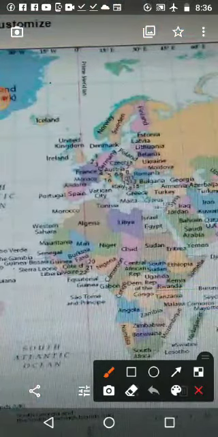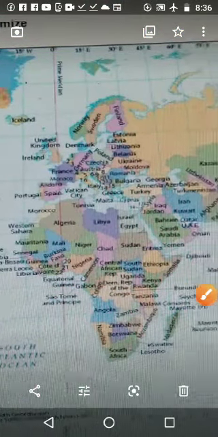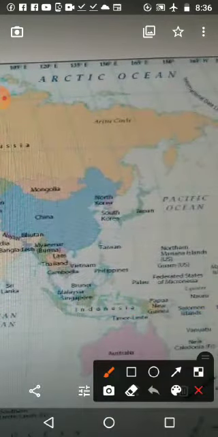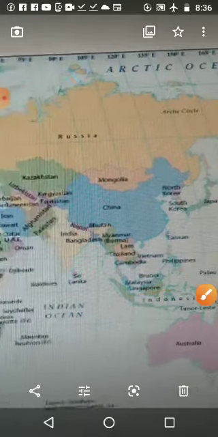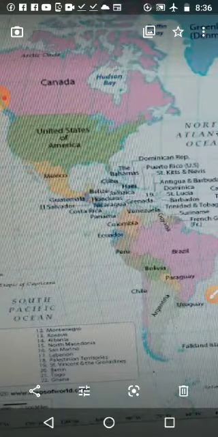Then this is the equator again in the African continent. Again it is coming to Australia and some of the countries, and some parts of Asia are also included in that. So our activity is to find out the names of the countries through which the equator is passing.